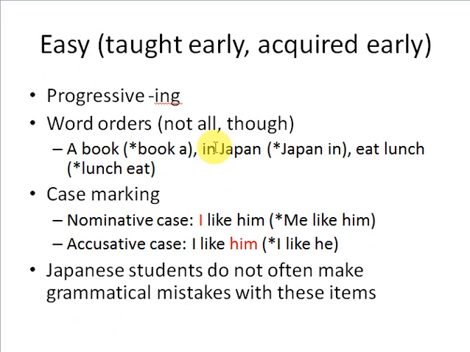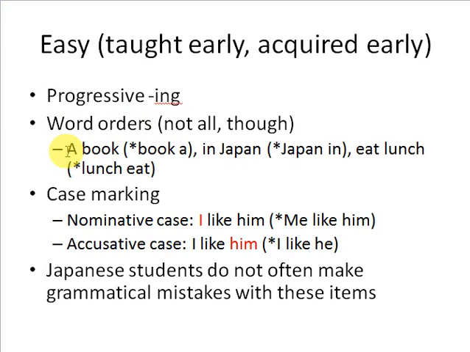But there are some other easy grammars. Easy here means they are taught early and they are acquired early. And progressive ing is one such grammar, and word orders. I wouldn't say all word orders are easy, but major word orders are actually acquired early.